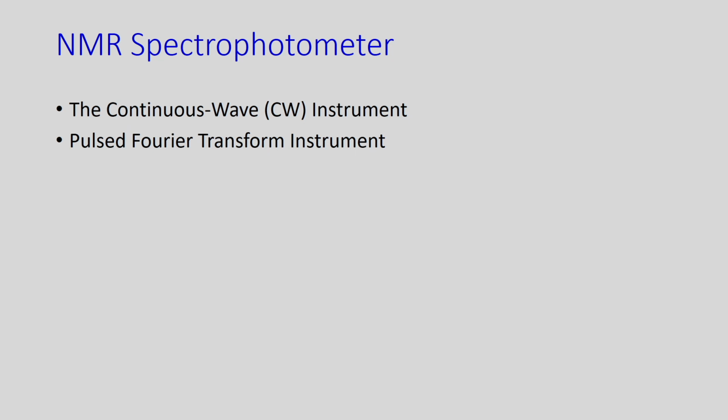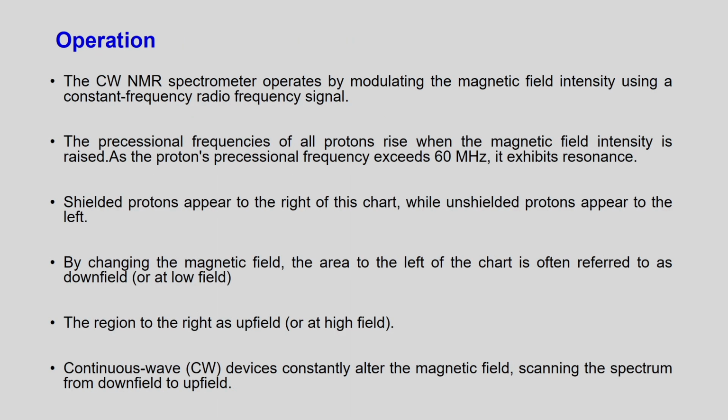So, we have two instruments, the continuous wave instrument and the pulsed Fourier transform instrument. The continuous wave NMR spectrometer operates by modulating the magnetic field intensity using a constant frequency radio frequency signal. So, you send a constant frequency signal to the particular sample, and the precessional frequency will obviously rise when the magnetic field intensity is raised. As the precessional frequency exceeds 60 megahertz, it will exhibit resonance.